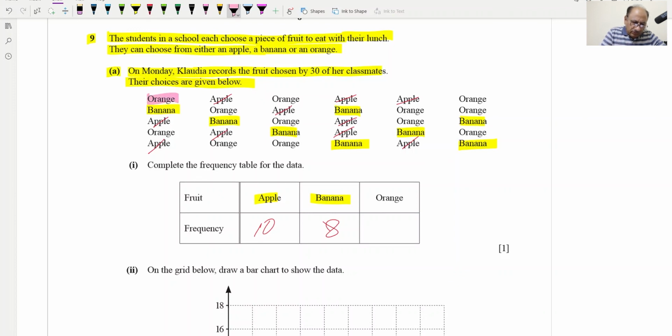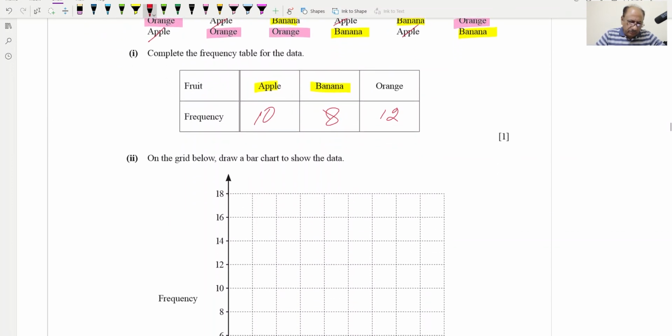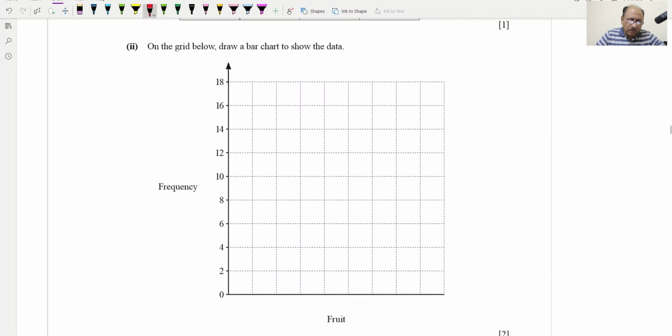1 and 2, 3, 4, 5, 6, 7, 8, 9, 10, 11, and 12. So 12 will be oranges, so this will be 12. So this is basically 1 mark part which we are done. On the grid below, draw a bar chart to show the data.